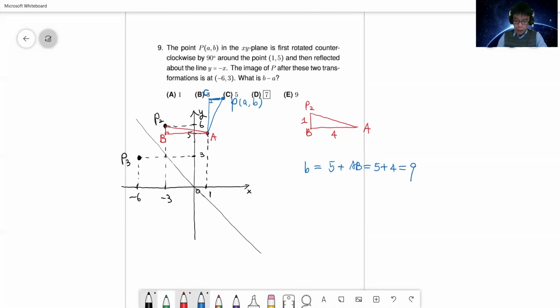Now little a is the x coordinate of P. It should be the x coordinate of A, which is 1, plus the length of P2B, which is just PC. P2B equals 1, so a equals 2. In this way, we find the original point, P. And we can solve b minus a equals 9 minus 2 equals 7. The answer is 7 here.